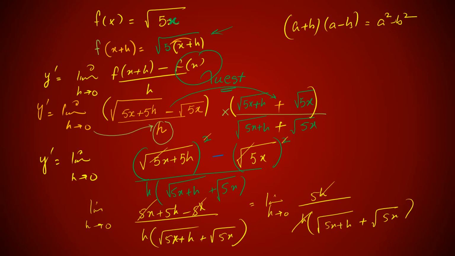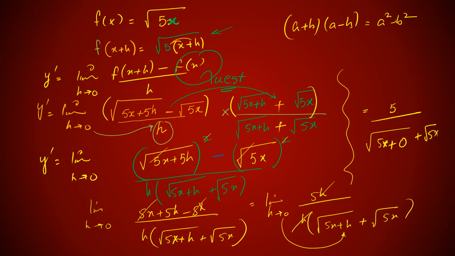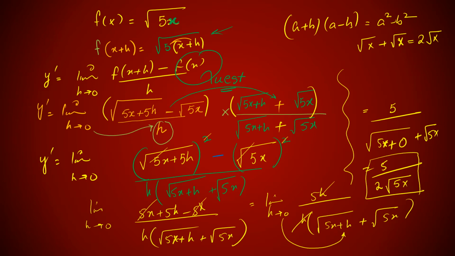Whatever is left, you just apply the limit directly. So 5 is left in the numerator, and in the denominator, substitute 0 for h: square root of 5x plus square root of 5x. We must know that whenever you have square root of x plus square root of x, it equals 2 square root of x. Keeping this in mind, we get in the denominator 2 square root of 5x. So this is our derivative for the square root of 5x.